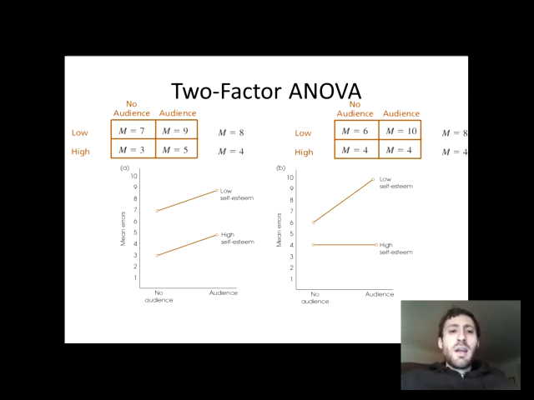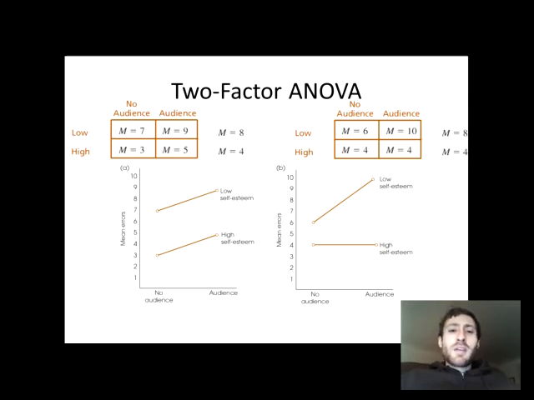And we're looking to see if either of these factors has an effect on their score. Does their score depend at all on their level of self-esteem? Does their score depend at all on whether somebody's watching or not? And then there's one more thing that we can look at when we look at two-factor ANOVA. And if you haven't realized by now, the two factors are whether or not there's an audience, that's one factor, or what the level of self-esteem is, low or high.